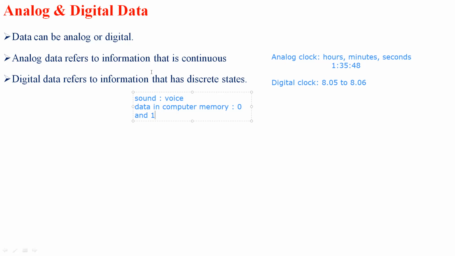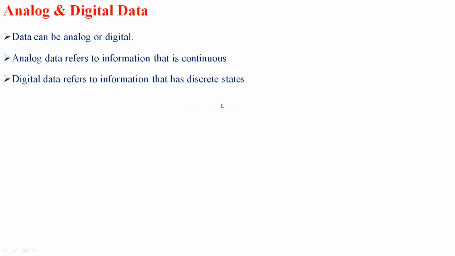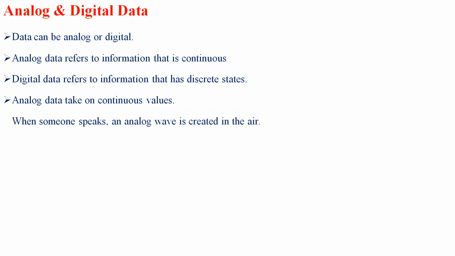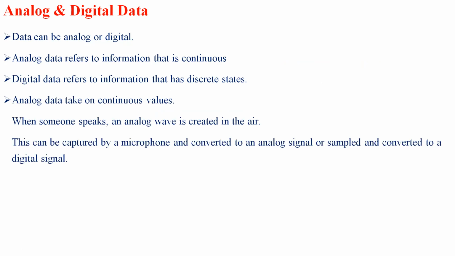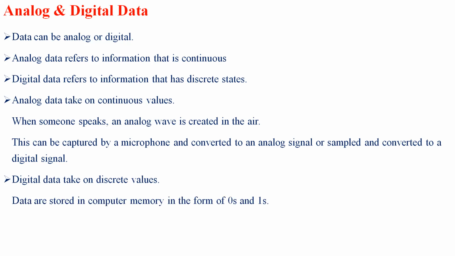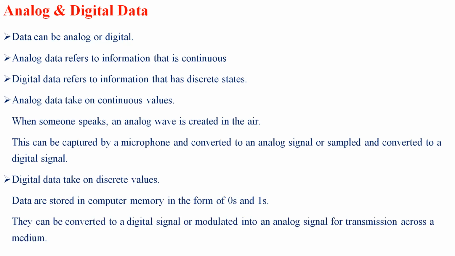Let's look in more depth at analog and digital data. As I said, analog data takes a continuous value. When someone speaks, an analog wave is created in the air. This wave is captured by a microphone and converted to an analog signal and then to a digital signal. Digital data takes on discrete values. The best example is data stored in computer memory. Whatever data is stored in computer memory is always in binary form, that is, zeros and ones. So it can be converted into digital signals, or it can be modulated into analog signals for transmission across a medium.